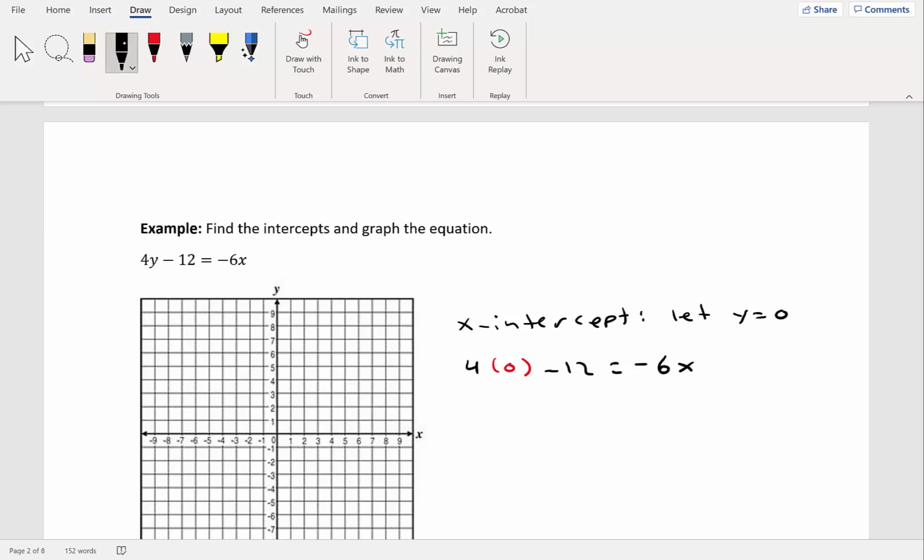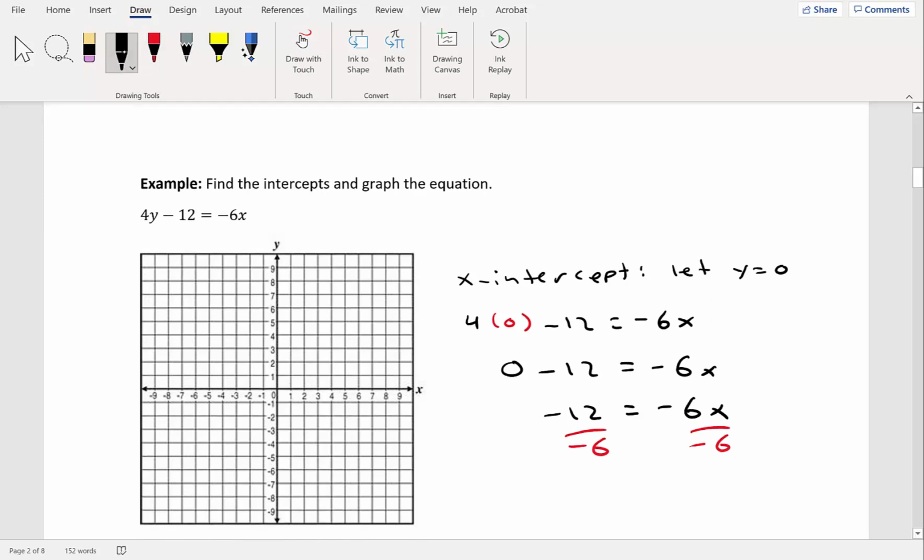Now let's solve for x. Simplify: 4 times 0 gives us 0, and we have minus 12 is equal to negative 6x. So this gives us negative 12 is equal to negative 6x. Now we divide by negative 6. That gives us x is equal to 2. So our x-intercept here is (2, 0). That gives us 1 point for our graph.